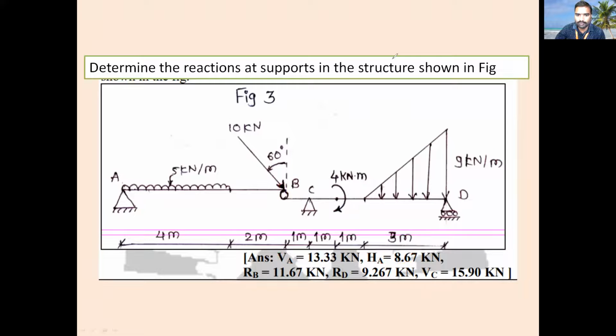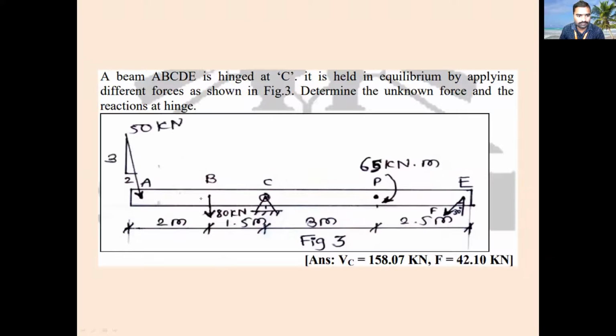So I have given so many problems. You have to try this one. This is A to E beam. He has given slope instead of angle. This 50 kilonewton is acting at a slope of 3/2. So can you determine this angle? Yes, theta. What is the theta value? Theta is equal to tan inverse of 3/2. Is it correct? Yes, sir. Okay, you will get theta.